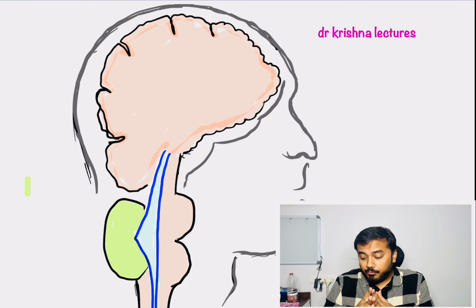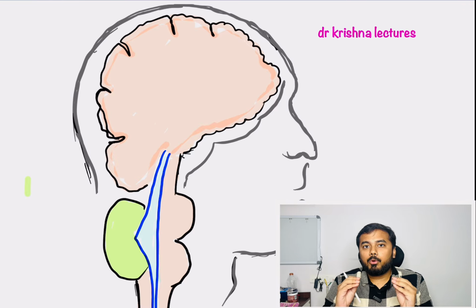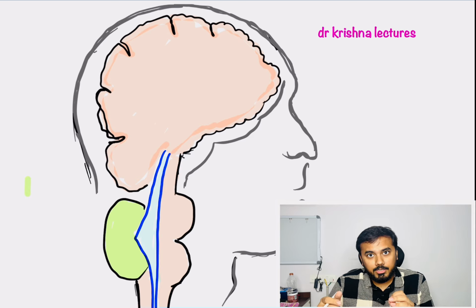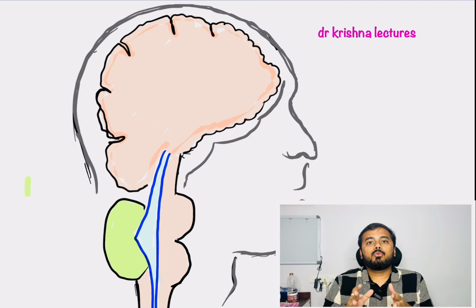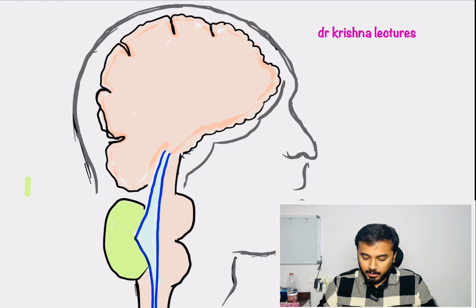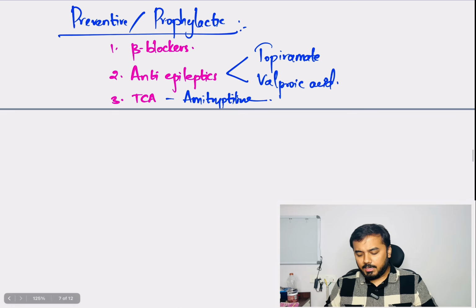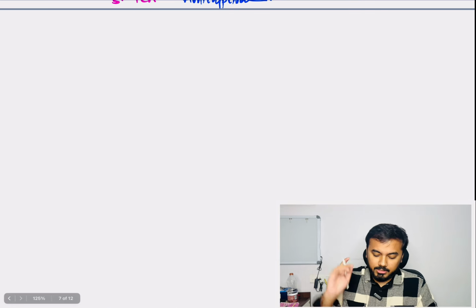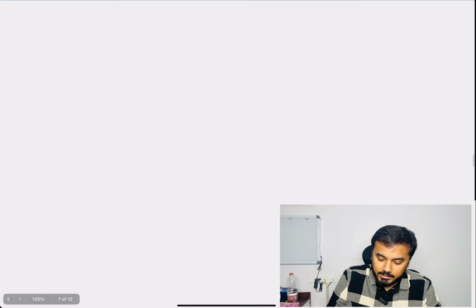Facial nerve is very important for your exams, and especially in medicine, the neurology part, most of the stroke patients come with facial nerve palsies. So you have to understand the facial nerve. Okay, let's get started right now. Let's start from the complete basic, instead of directly going to the nuclei, etc.